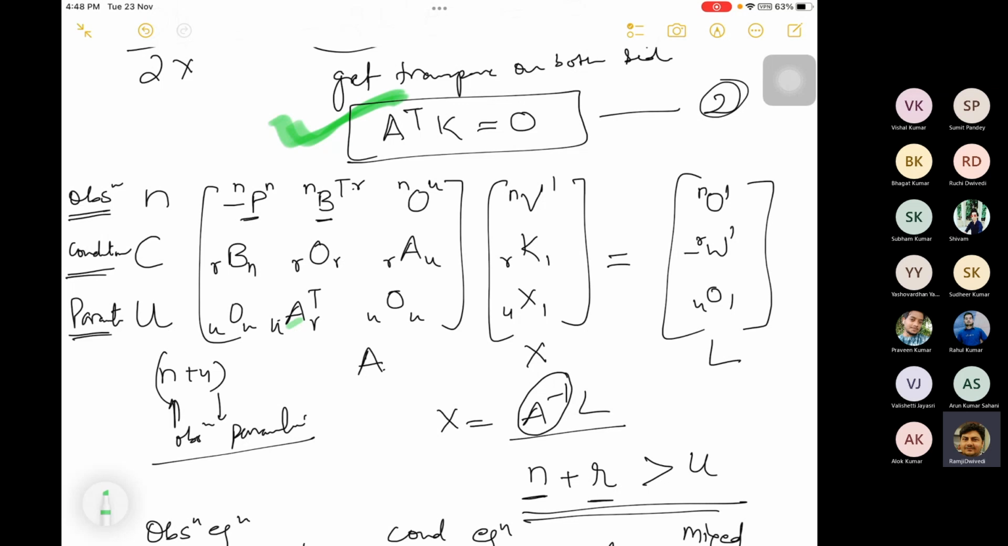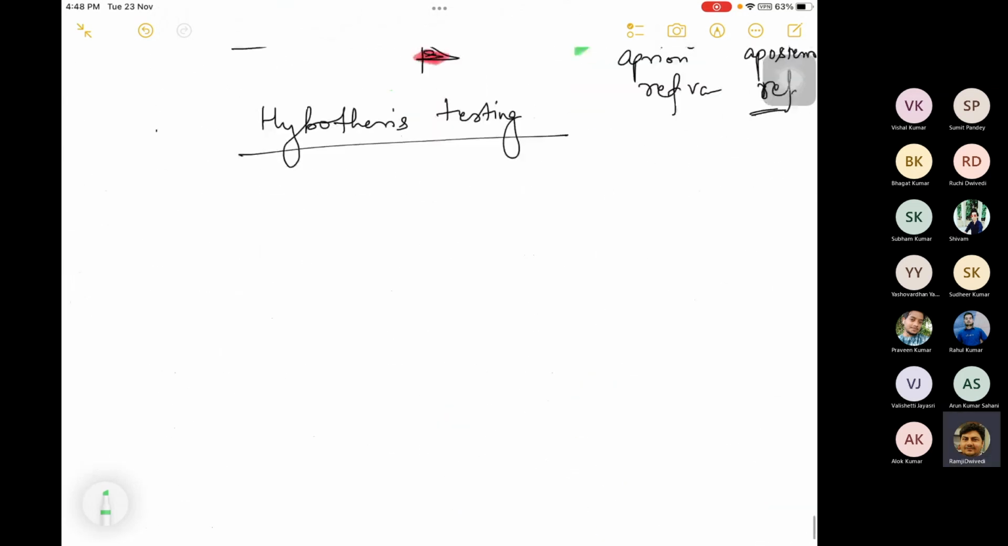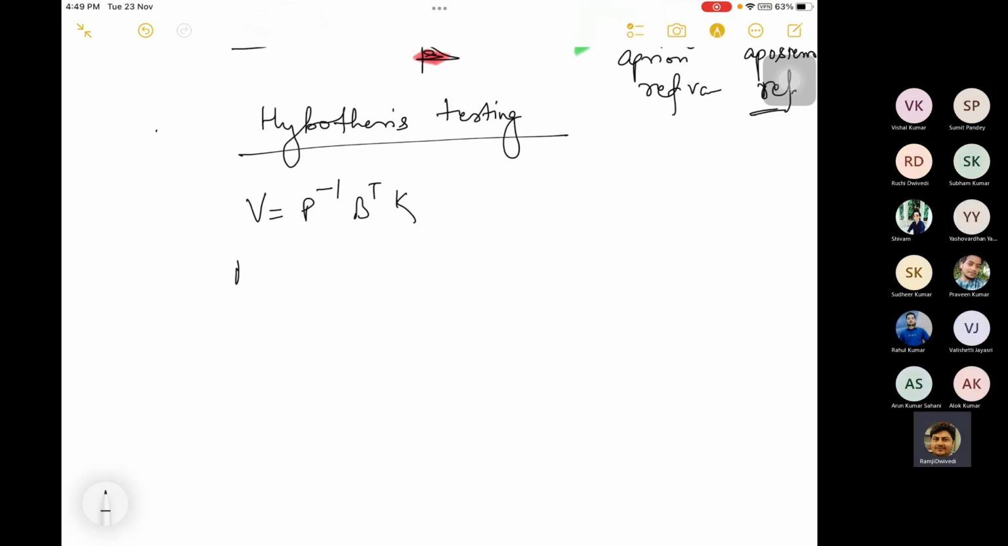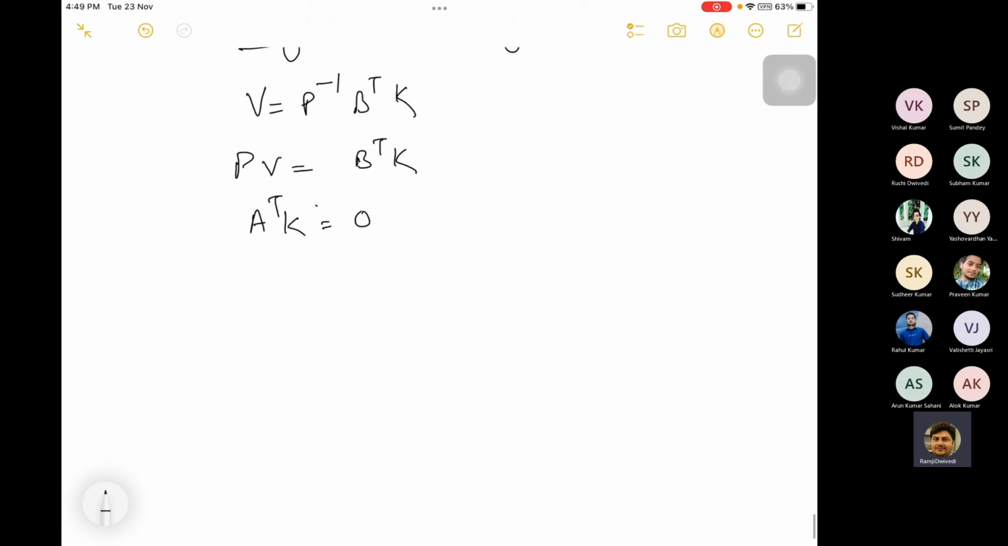That is the best way to summarize the three equations that we have prepared. Now, moving ahead, we can write V is equal to P inverse B transpose K, and put it in one of the equations. We have PV is equal to B transpose K and A transpose K is equal to zero. It is available. So we can write this V value here.